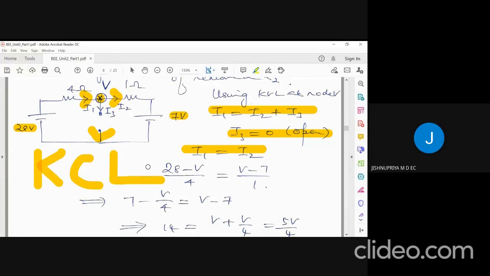Is it clear now? Yes, sir. Or if you assume the direction of I2 opposite to the direction I have assumed now, what will be the expression for I2? 7 minus V by 1? Yes, sir. Same answer you will get. Whatever direction you are comfortable with, please assume that, no issues. Final answer will obviously be the same, so don't worry about that. Please go ahead and assume whichever way is convenient for you. The final answer is going to be the same for all.